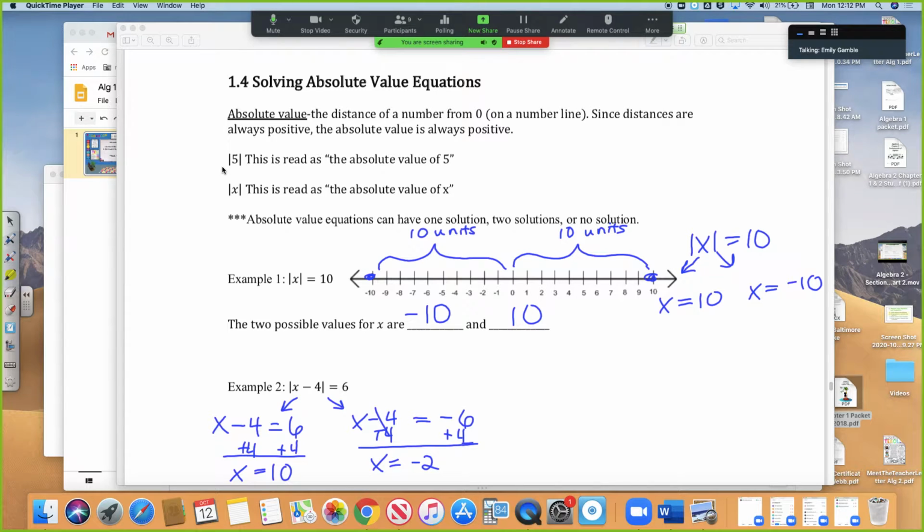And negative 2 minus 4 is negative 6, and the absolute value of negative 6 is still 6. So you get two answers. So I need to scroll down. It says the two possible values for x are 10 and negative 2.